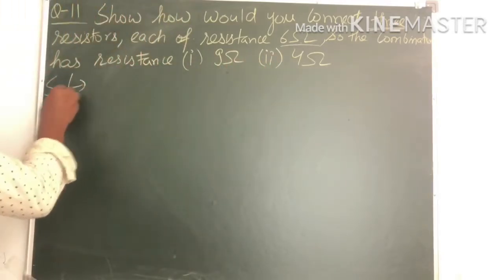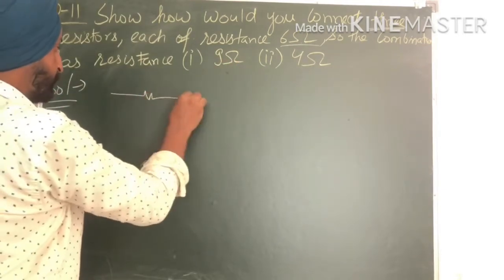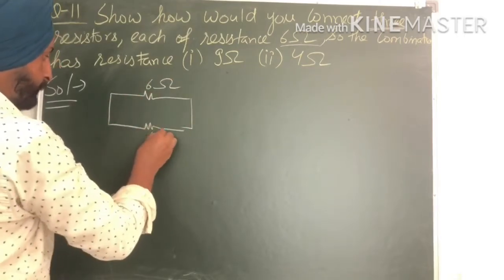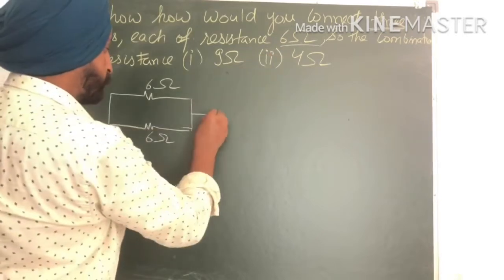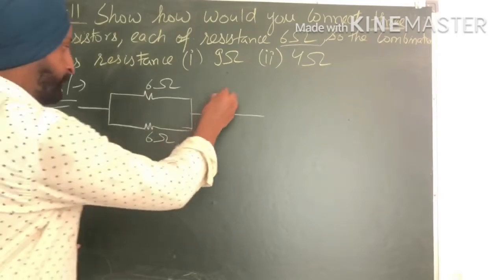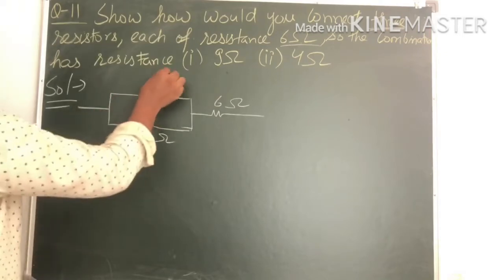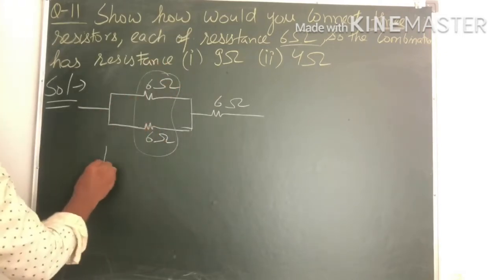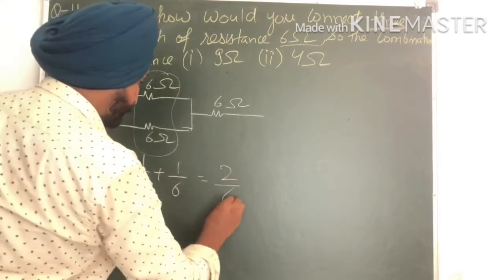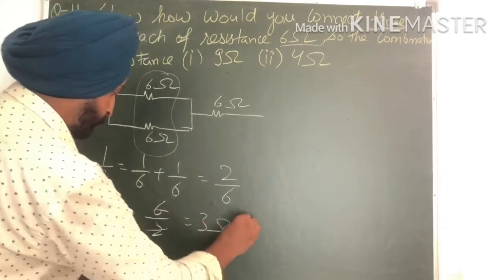So for 9 ohm, what we can do, see, look here, I am connecting 2 resistors of 6 ohm in parallel and 1 resistance of 6 ohm in series with it, like this. Now in this circuit, what would be the total resistance? So if you are going to calculate the total resistance, as these two are in parallel, their net resistance would be equal to 1 by 6 plus 1 by 6, that is equal to 2 by 6, or R would be equal to 6 by 2, that is equal to 3 ohm.